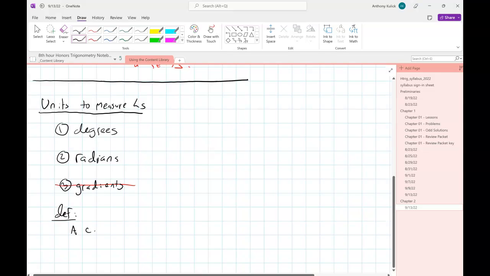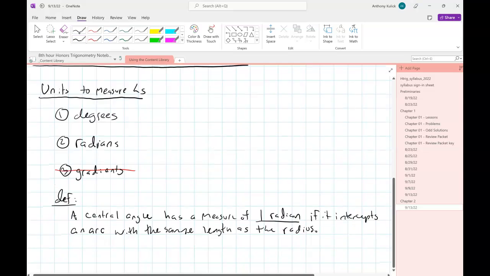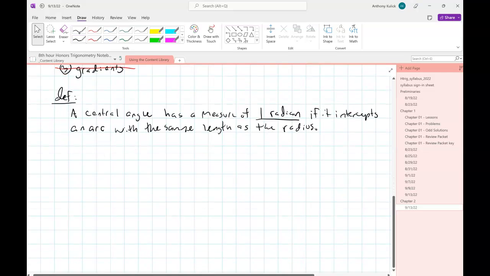So we say that a central angle has a measure of 1 radian if it intercepts an arc with the same length as the radius. Okay.